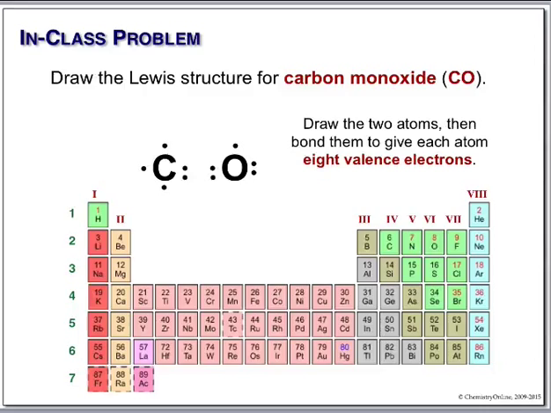I move one electron from here up there. Move the other one up too. This gives us 2, 4, 6, 7 electrons on the oxygen. Let's move this one down, this one over. And now we're left with these two unpaired electrons that just looks ugly. So let's go ahead and pair them up.